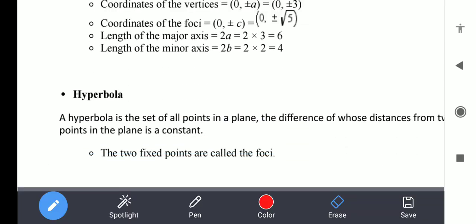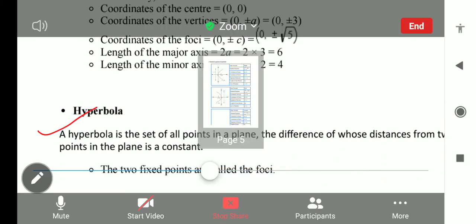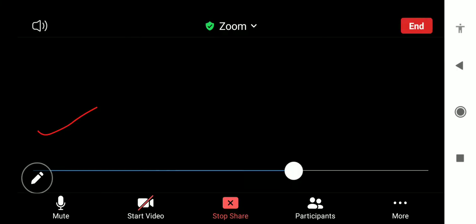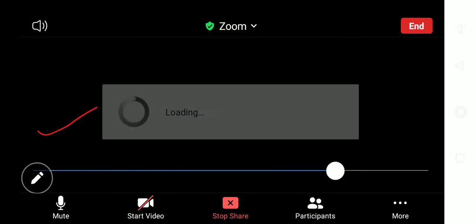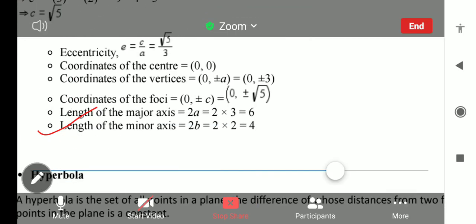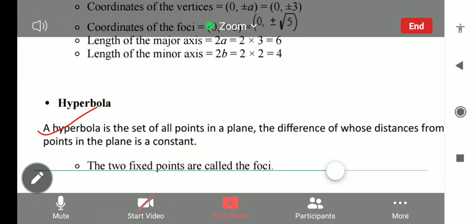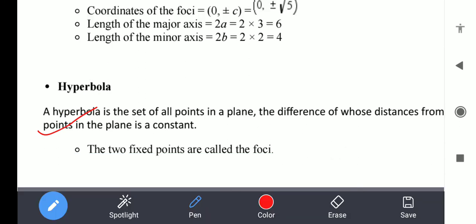A hyperbola is a set of all points in a plane, the difference of whose distances from two fixed points is always constant. In the case of an ellipse, the sum of the distances from two fixed points is always constant, but here the difference of the distances of a point from two fixed points is always constant.